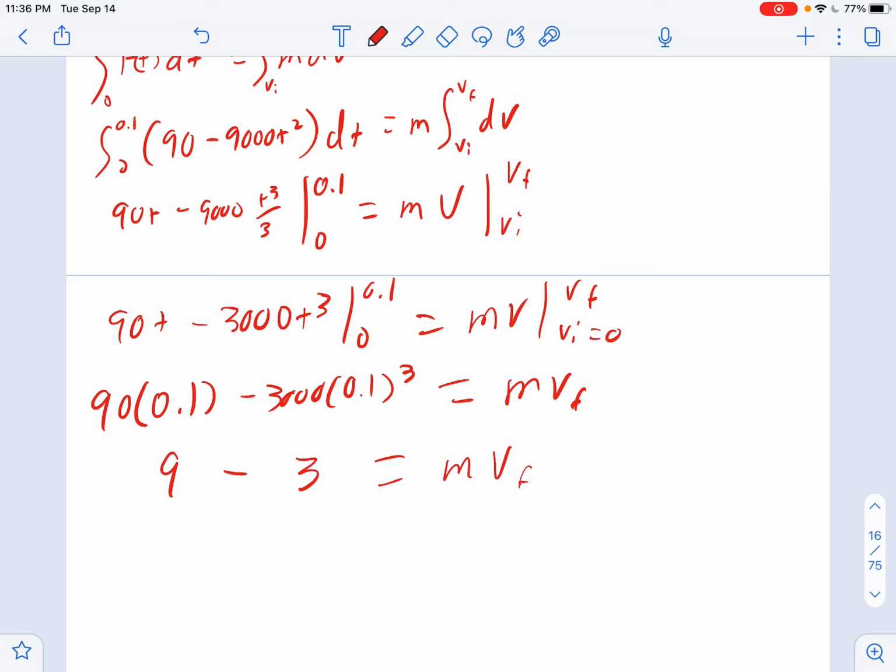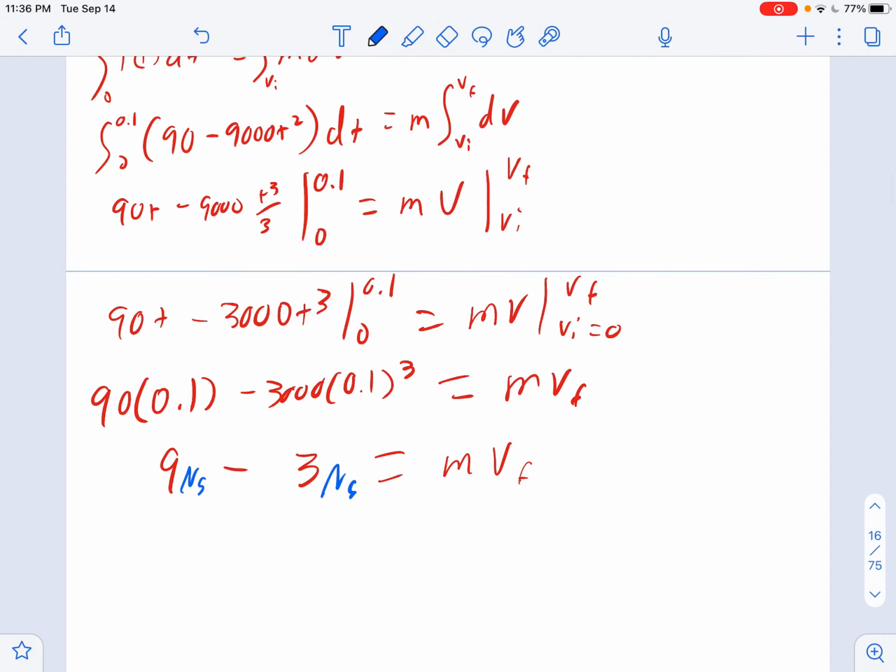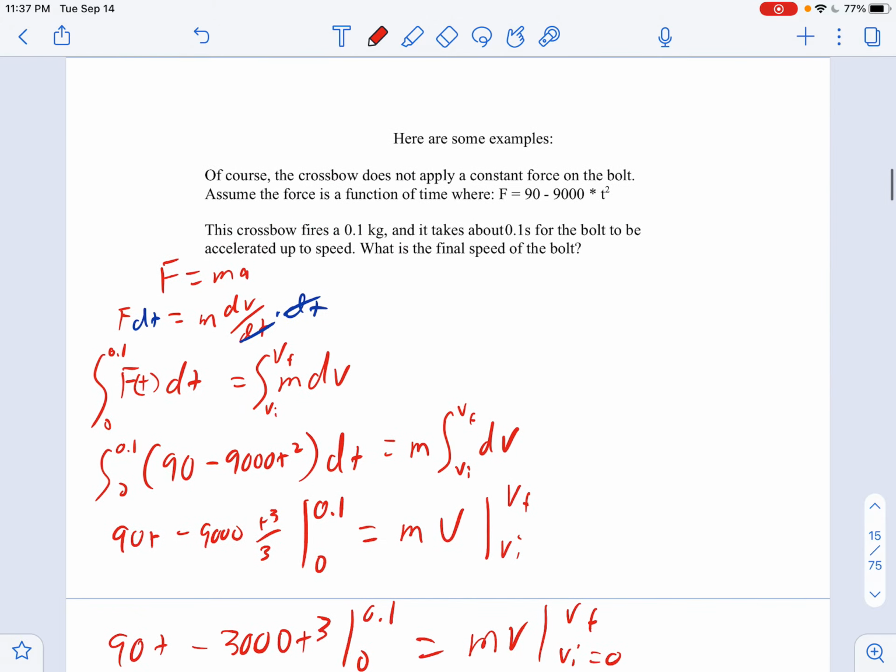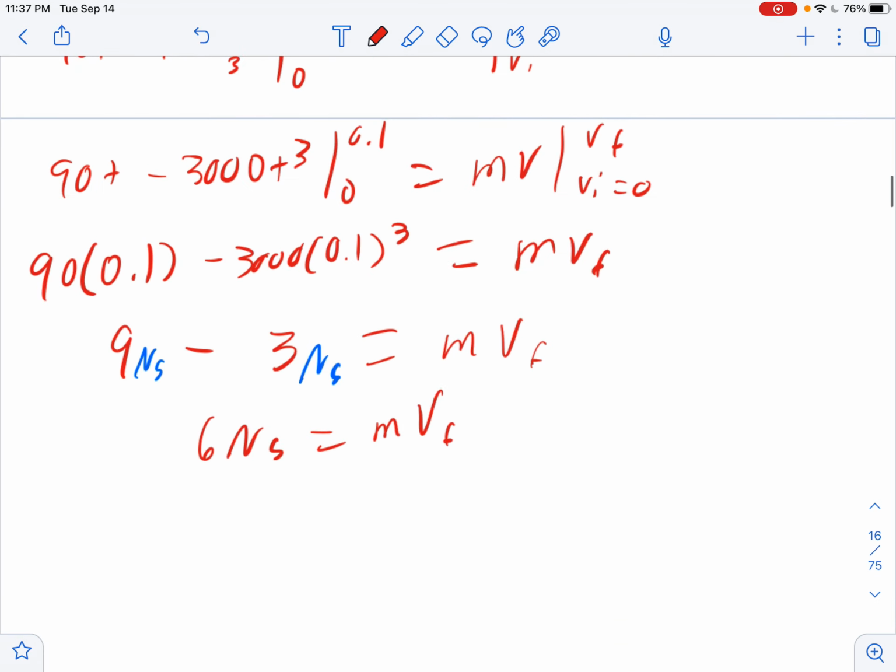Now, just so you can see it, what this really is, this would be Newton seconds, and this would be Newton seconds too. So we're looking at impulses. The 0.1 is a time value, in seconds, and mass times change in velocity, that's your impulse, which has got to be newtons times seconds. Anyways, if I subtract 9 minus 3, it's just 6 Newton seconds, and that's equal to mass times the final velocity. And what was the mass of this thing? It was 0.1 kilograms. Fantastic.